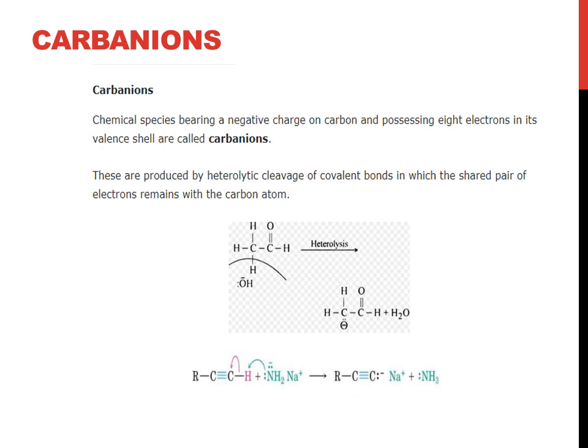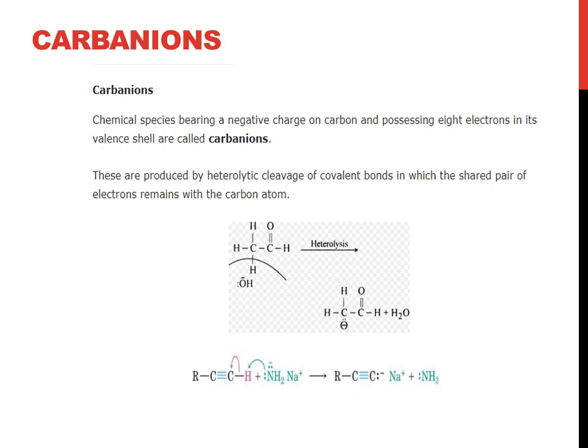So our second last topic is carbanions. In the last video you studied carbocations. Now, carbanions: chemical species bearing a negative charge on carbon and possessing 8 electrons in its valence shell are called carbanions. These are produced by heterolytic cleavage of covalent bonds in which the shared pair of electrons remains with the carbon atom. Here is an example on the screen.